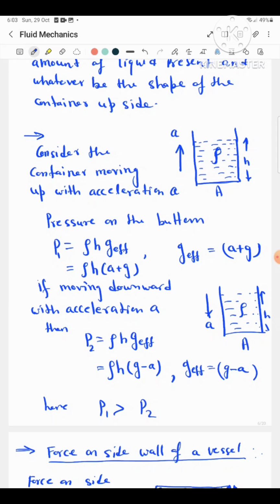Now we have studied the pressure in a container when it was at rest. Suppose the container filled with liquid of density rho with height h is moving with a constant acceleration a upward in the gravitational field. I have mentioned "in the gravitational field" because we cannot neglect the gravitational acceleration here.